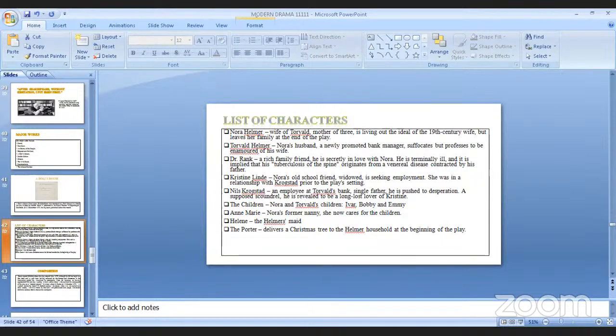Again, another point I would like to mention is industrialization. The rise of industry created a new middle class in Norway. The middle class sometimes found their new prosperity fragile, hence Helmer's concern about debt. Industrialization also meant opportunities for women to work as clerks.